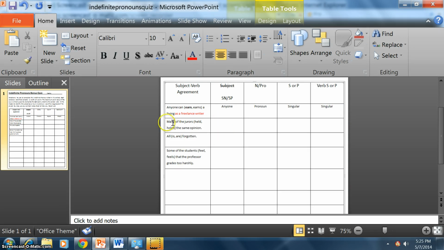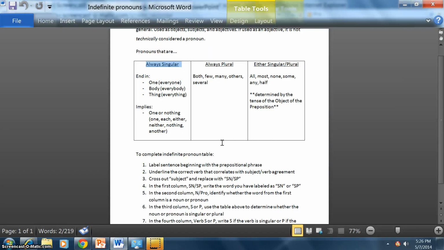Here, I see many of the jurors. Many of the jurors. Of is the beginning of a prepositional phrase. I identify that. I'm just going to use red again. Many of the jurors held or holds the same opinion. Well, I know that this is going to be held. It doesn't make sense to say many of the jurors holds the same opinion. It's held the same opinion.